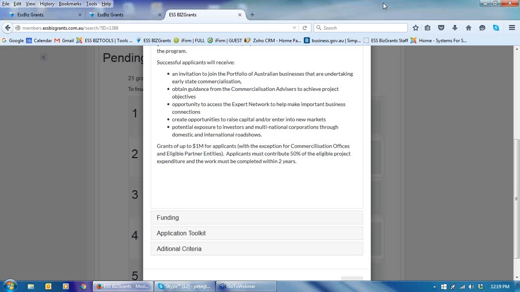Project reporting requirements are that your client has to report on a quarterly basis. And at the end of the total project, an audit certificate needs to be submitted. Not by a registered auditor, but by a member of the Institute of Chartered Accountants or the CPAs. And that is an approved expenditure under the program.